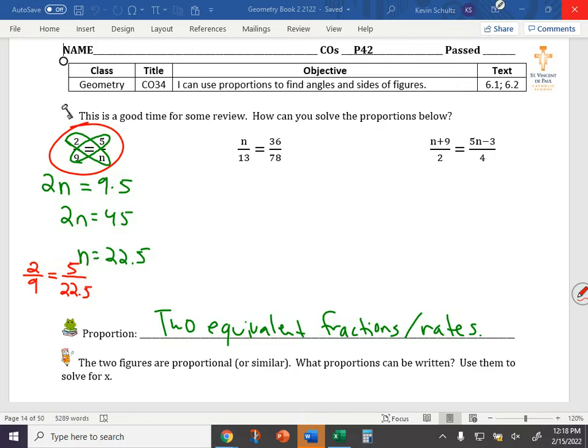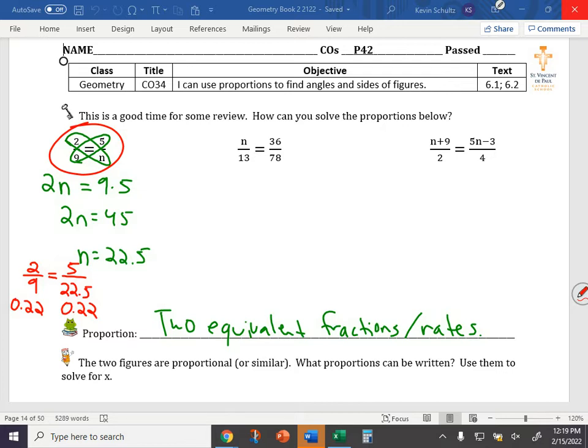Okay. What's another way? Going back to my original question, what's the decimal value of 2/9? Drew? 0.2 repeating. We'll just round it to 0.22. What's the decimal value of 5 over 22.5? Anyone have a guess? 0.2 repeating. Yeah. So with proportions, the two fractions or the two rates will have the same decimal value. This is a really neat way to quickly check your answer and make sure you are right. Caleb brought up a second way of comparing scale factor. That works also. Whatever floats your proverbial boat.